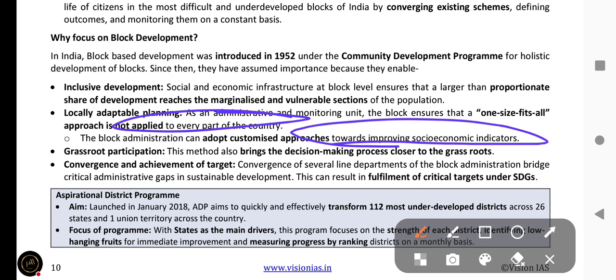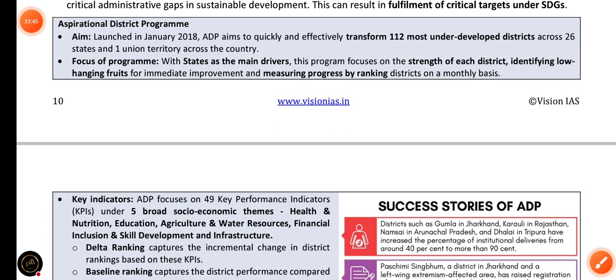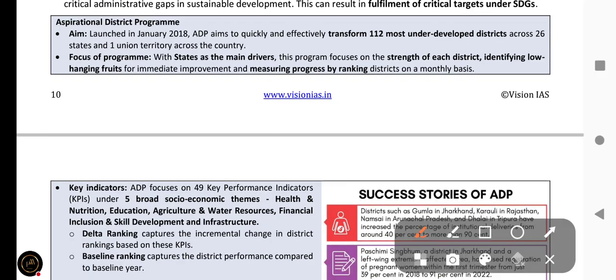And convergence and achievement of target. Convergence of several line departments of the block's administration bridges critical administrative gaps in sustainable development. This can result in fulfillment of critical targets under sustainable development goals. So you can remember this. Here you can remember the aspirational district program.